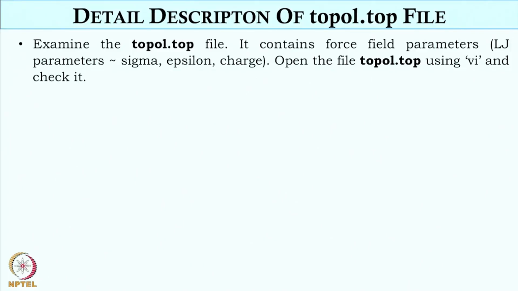And the OPLS force field, when we install Gromacs, there is a top folder that is installed automatically after successful installation of Gromacs. In that top folder, we'll have all the force field parameters: Lennard-Jones parameters, sigma, epsilon, charge. There will be a folder for each and every force field. Like for the OPLS force field, there is a separate directory. For the amber force field, there is a directory. For the charm force field, there is a directory. For Gromos, there is a directory.